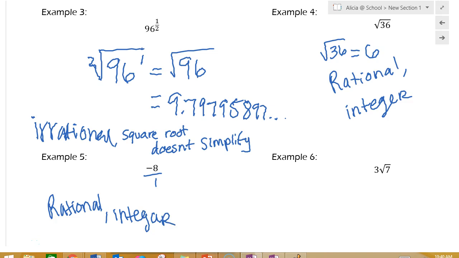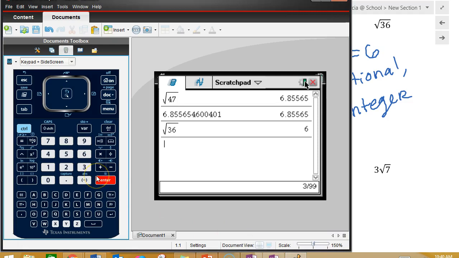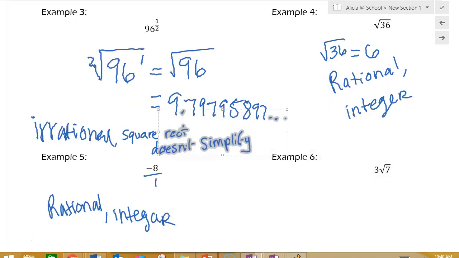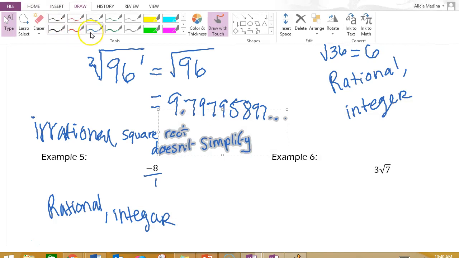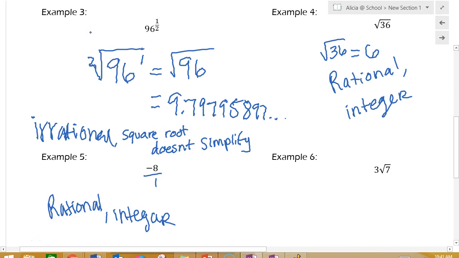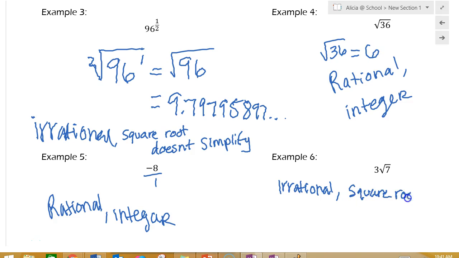Example number 6. Well, I see that nice whole number of a 3, but I have to evaluate the square root of 7. The square root of 7 does not simplify to a nice number. You can even check it in your calculator. You can see that it is a long decimal that keeps going on forever. 7.93725 keeps going on and on. Doesn't have a pattern, doesn't stop. So example 6 is also irrational. And why? Well, because the square root doesn't simplify.